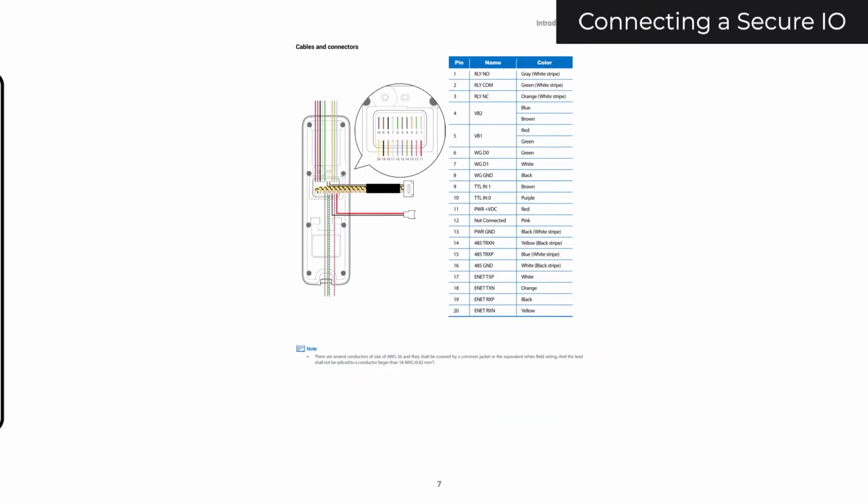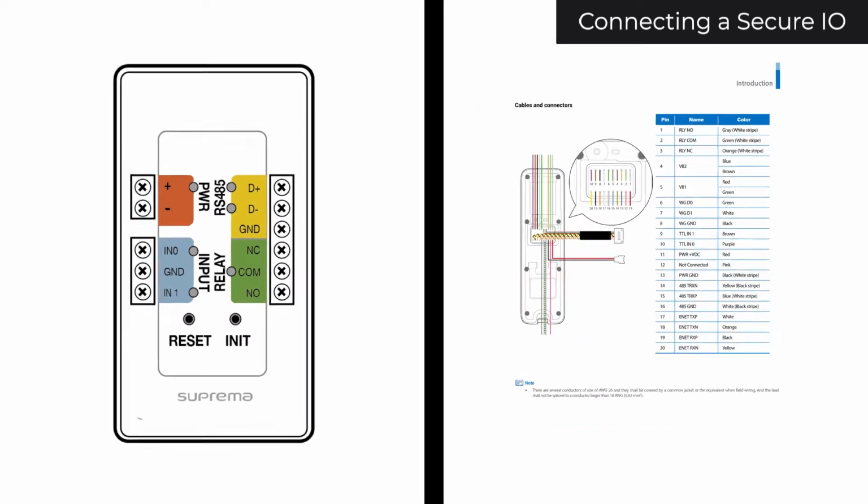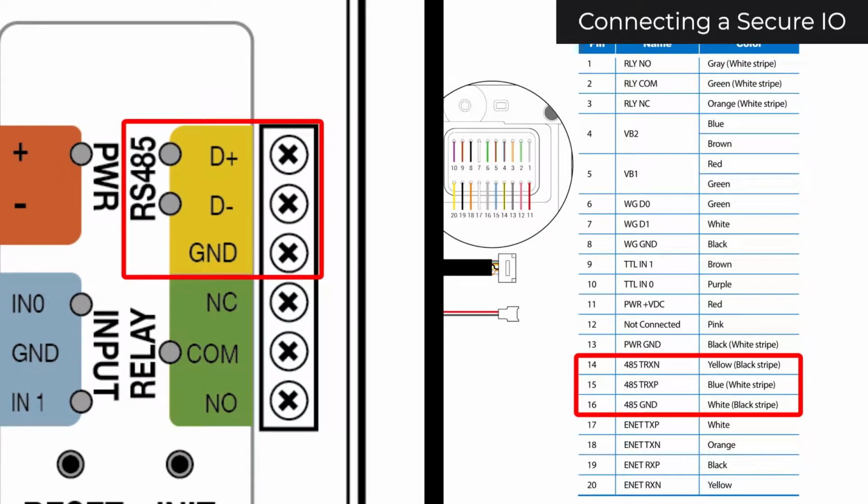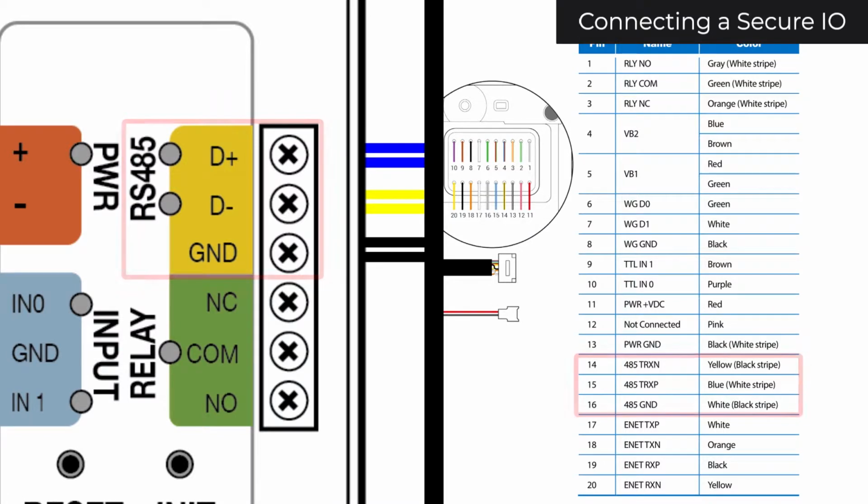To connect the reader to your Secure IO, we'll use RS-485 cables, whose names contain either 485 or TRX. In my case, cable 15 corresponds to D+, cable 14 to D-, and 16 to ground. So, I'll connect the corresponding cables from my reader to the Secure IO.